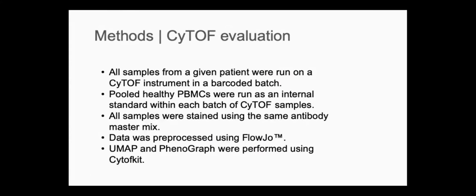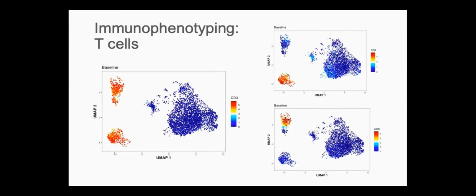And we use the same antibody master mix for all of these, to reduce any variability in the master mix preparation. And then lastly, we do all of our data pre-processing, which includes the removal of debris, dead cells, and doublets using FlowJo. And then we perform UMAP analysis with Phenograph using the CyTOF kit in RStudio.